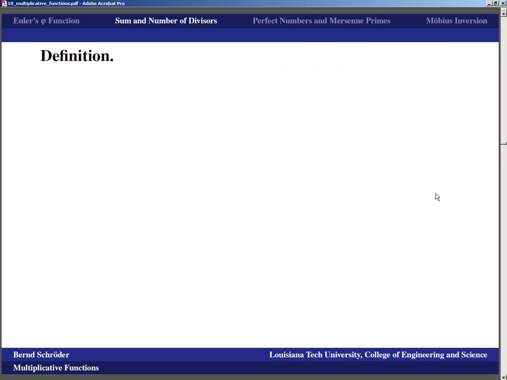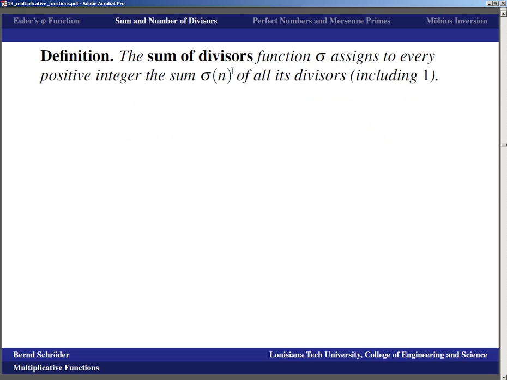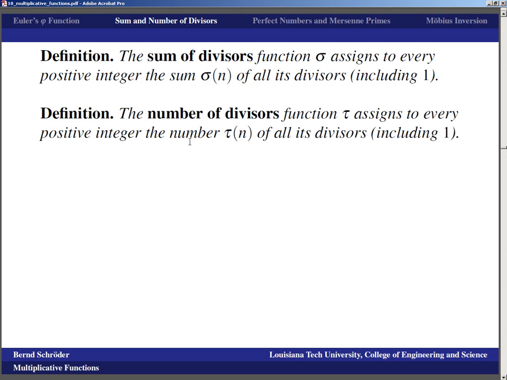For even right-hand sides, the argument does get more complicated, and that is something that I'll leave to you. Okay, so now we're going to talk about the sum and number of divisors functions. The sum of divisors function sigma assigns to every positive integer n the sum sigma of n of all its divisors, including 1. And the number of divisors function tau assigns to every positive integer n the number tau of n of all its divisors, including 1.